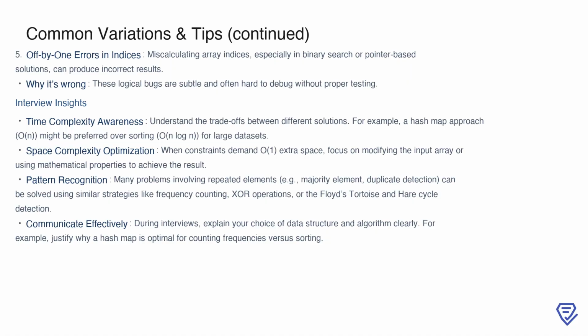Off-by-one errors in indices are another subtle but common source of bugs. These occur often in pointer-based solutions or binary search implementations, where a slight miscalculation can lead to incorrect results. These issues can be tricky to debug without thorough testing.